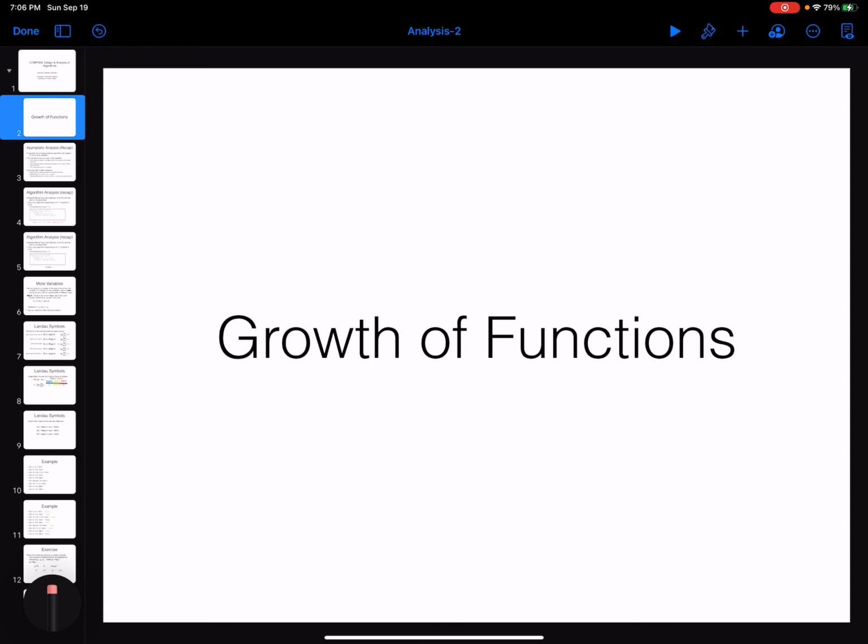In this video, I'm going to talk about growth of functions. We have been talking about it last week, and in this video, I'm going to solve more questions and give you a couple of tips and tricks to solve examples about comparing the growth ratio of different functions.